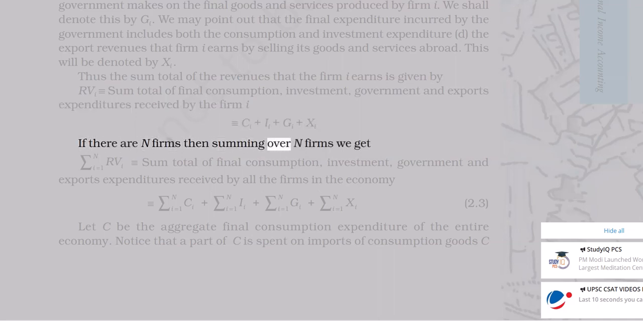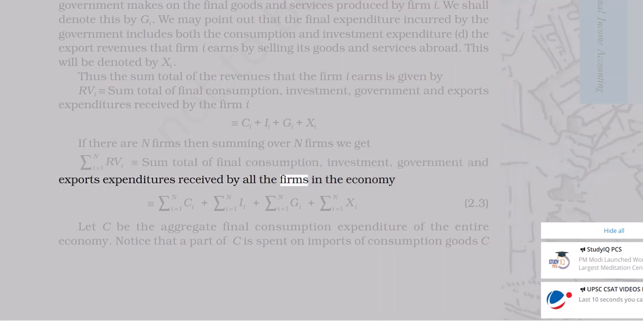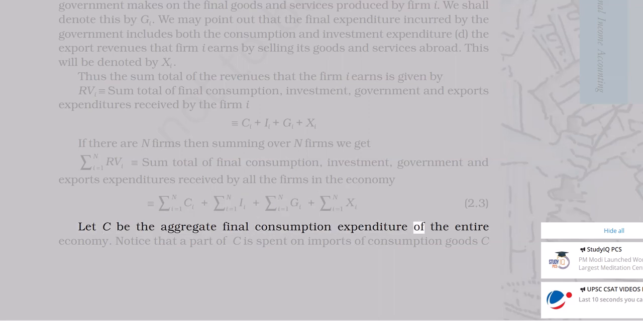If there are n firms, then summing over n firms we get the sum from i equals 1 to n of RVi, the sum total of final consumption, investment, government and exports expenditures received by all the firms in the economy: sum of Ci plus sum of Ii plus sum of Gi plus sum of Xi. (2.3) Let C be the aggregate final consumption expenditure of the entire economy.